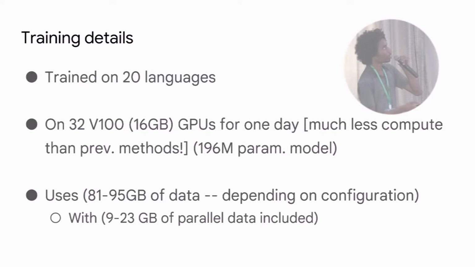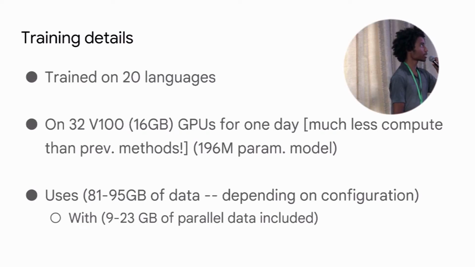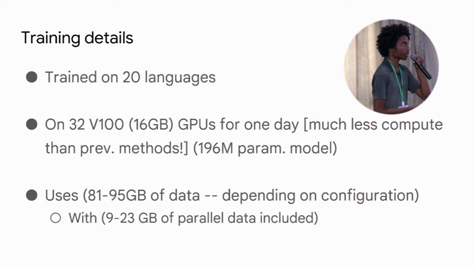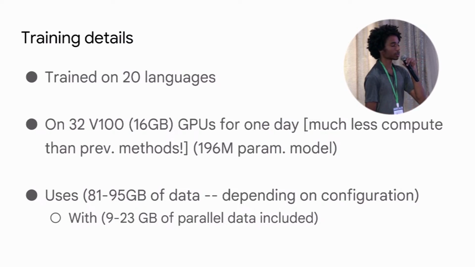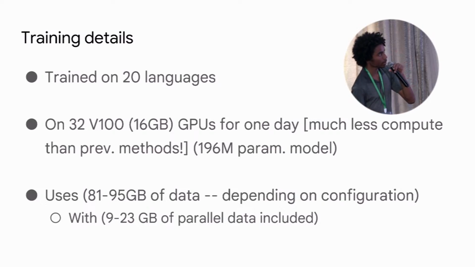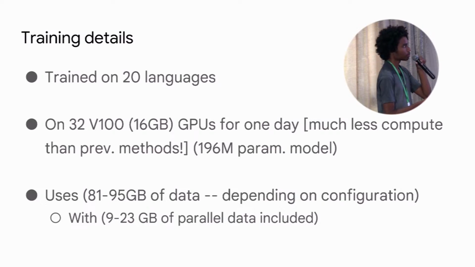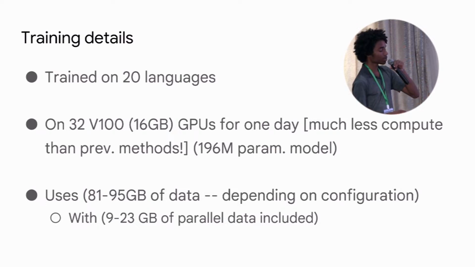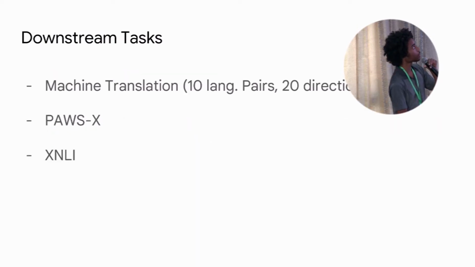So here we have some experiments and results. We trained on 20 languages in this case. We used a similar setting as before, which was 32 V100s for a day. But we did increase, since we had more data than before, to 196 million parameters. And we use about 80 gigabytes of data with up to 23 gigabytes of parallel data included. And then again, this was much, much cheaper, as we'll see, than other comparable models at the time, and definitely much cheaper than models now.